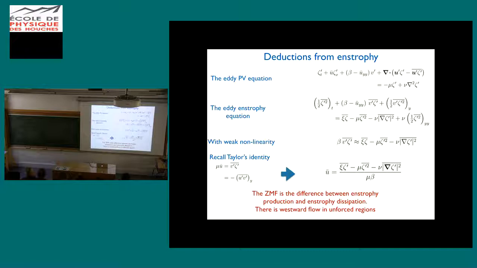Question about the steady state with the zonal jets: do the waves, the Rossby waves, still play a role? And if so, where are they located in the dispersion relation? Yeah, so I think the Rossby waves are still active there. They're being generated in the eastward regions and dissipating in the westward regions.